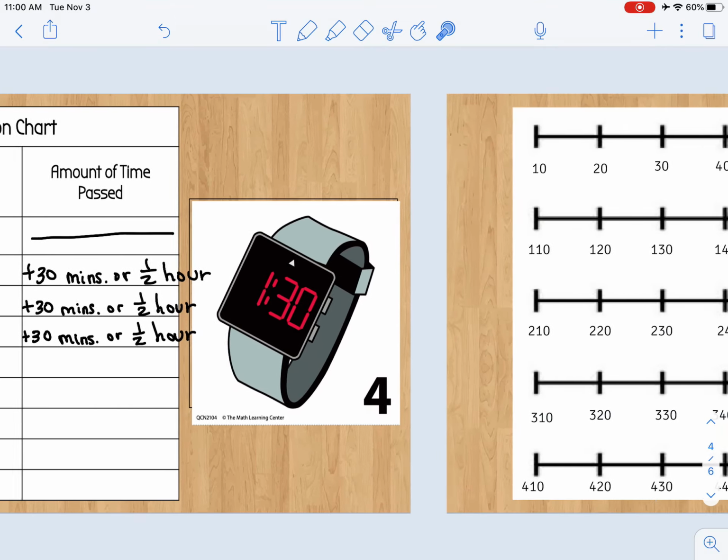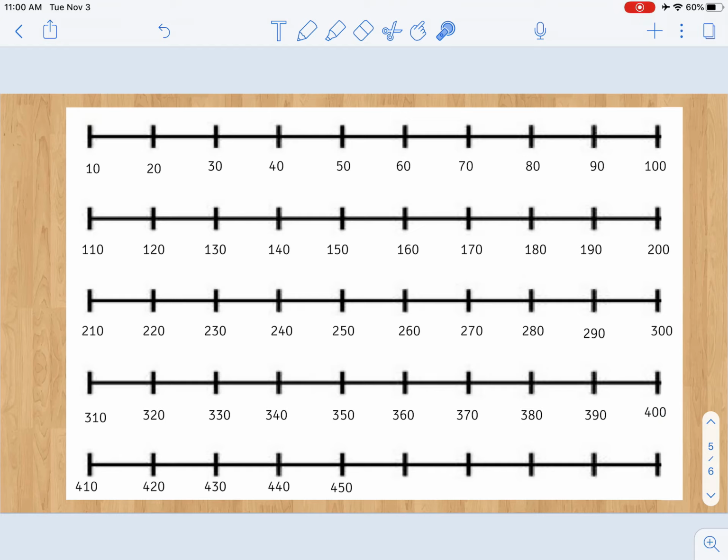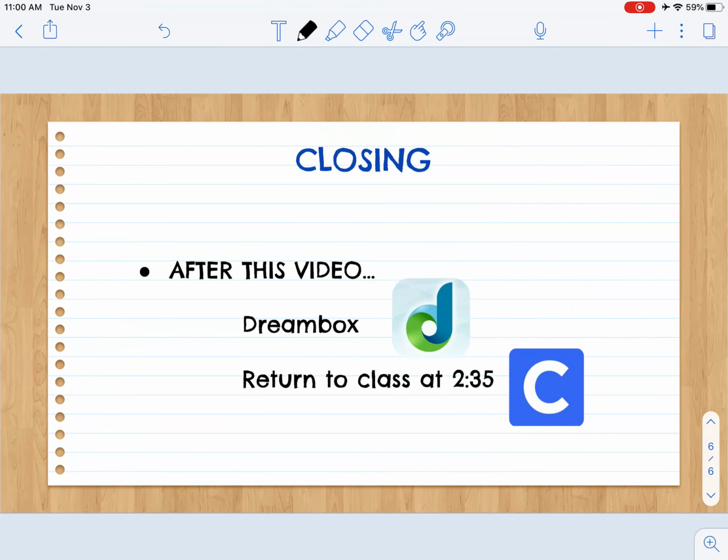All right. Lastly, we're going to continue with our number line. So we always want to look at that number in the tens place. It's increasing by 1 every time. So after 450, today would be 460. Awesome.